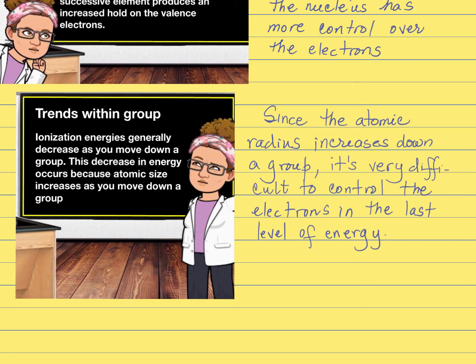When you go from period 1 all the way through period 7, you go from 1 level of energy all the way through 7 levels of energy. See? 7 levels of energy. Over here, the nucleus still has control over the electrons. But when you have 7 levels of energy, it's very difficult to control the electrons that you have in the last level of energy. And that's why when you are moving down a group, the tendency of the ionization energy is just to decrease. And this trend is super simple.